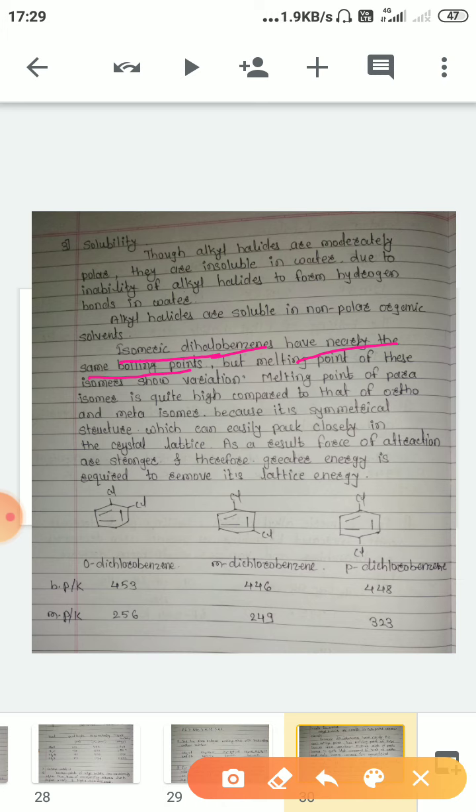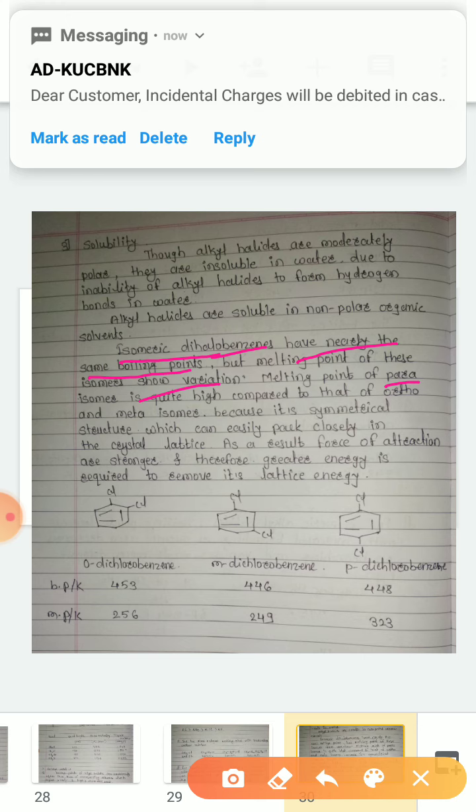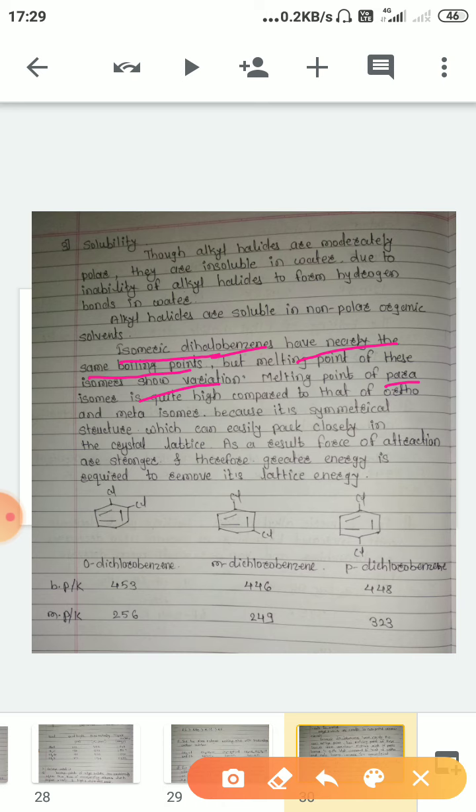But for the melting point this compound shows a variation. Why does this compound show variation? Due to the para compound: these are symmetrical structures and can be easily stacked closely in the crystal lattice and result in a higher force of attraction, and therefore greater energy is required to remove its molecules from the crystal structure.